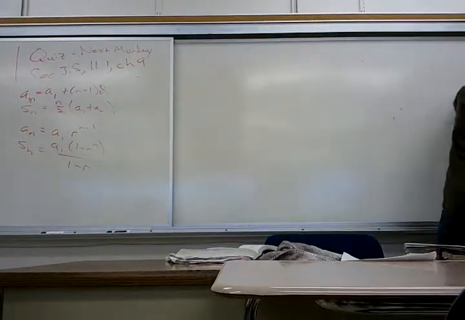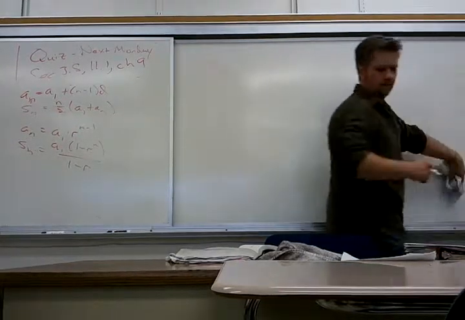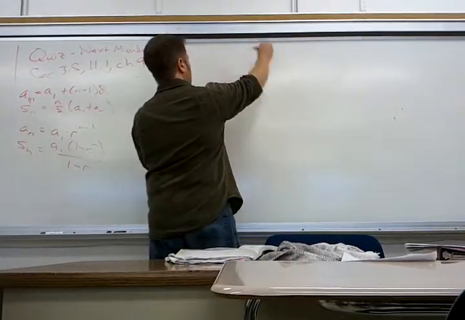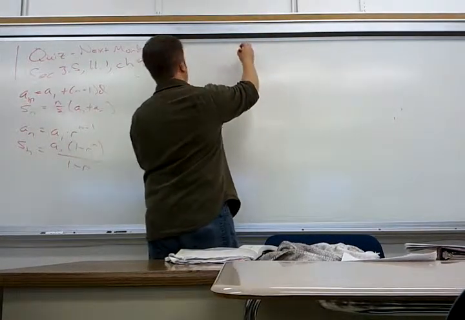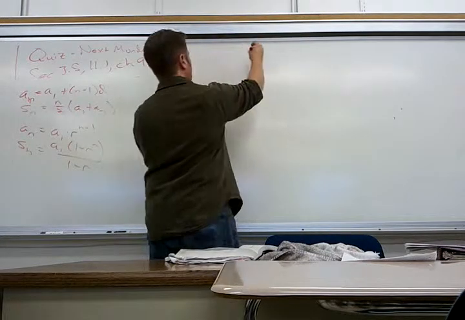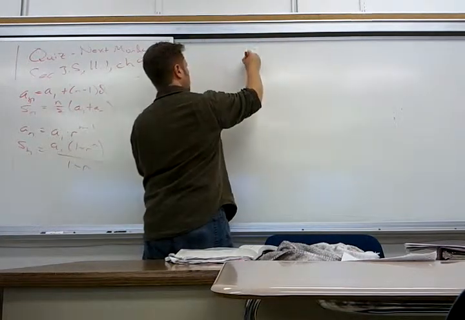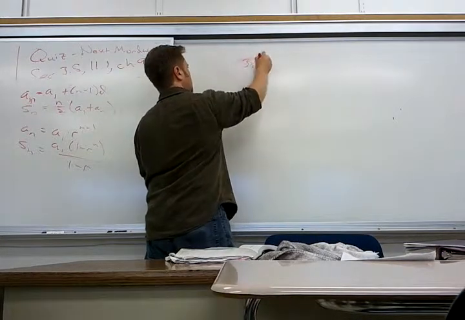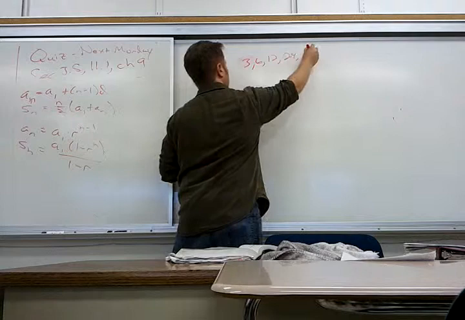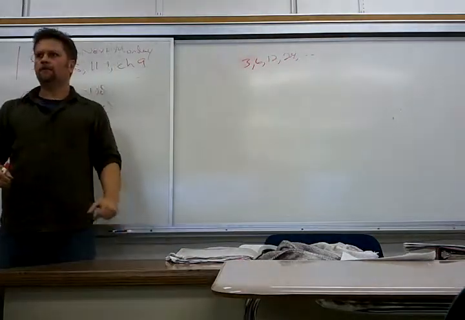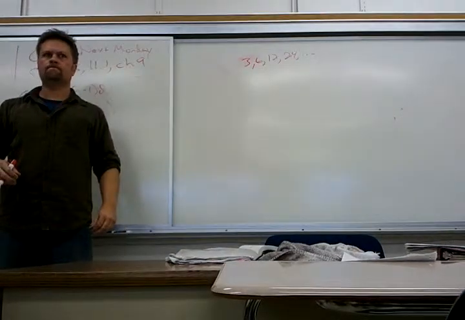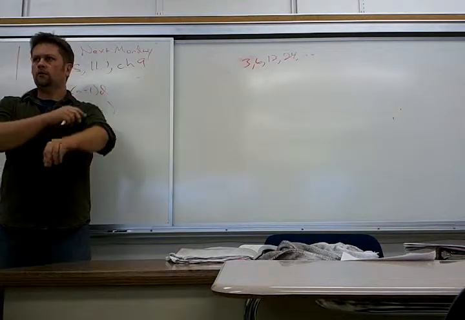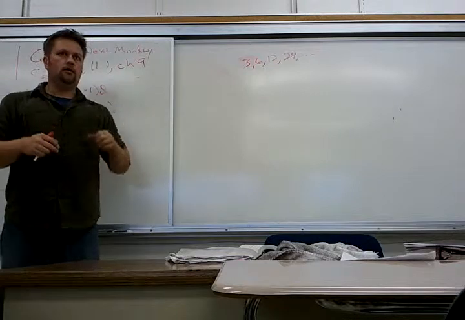So, let's do a concrete example. Okay. Let's take a relatively easy one. What was the last one? 7? Let's do an easier one. Let's do 4, no, sorry. Let's do 3, 6, 12, 24. We didn't do that one, did we? No. All right.